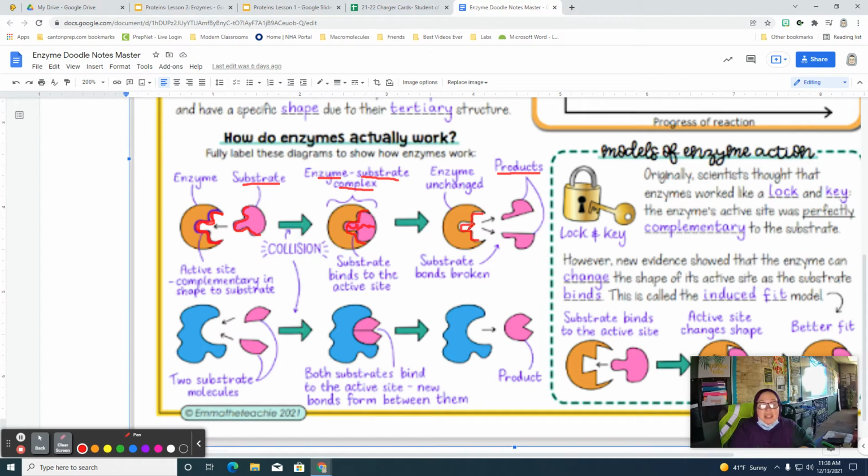What does that mean? That means that the enzyme is going to attach to another substrate molecule. It's going to break it down, and this cycle is going to continue as long as that enzyme is present.